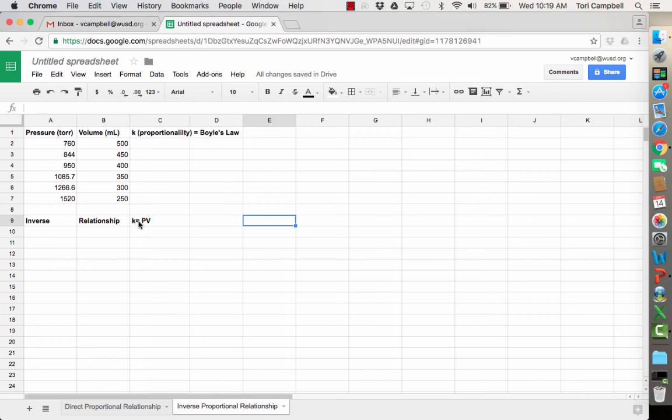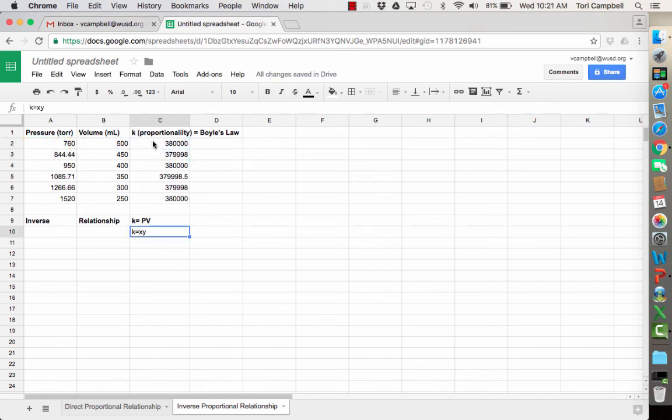And so for an inverse relationship, the proportionality constant equals, see, they're multiplied together, so x is multiplied by y. So then all I have to do is figure out the proportionality constant, so I'm going to press equals, and I'm going to press my x, multiply it by my y.